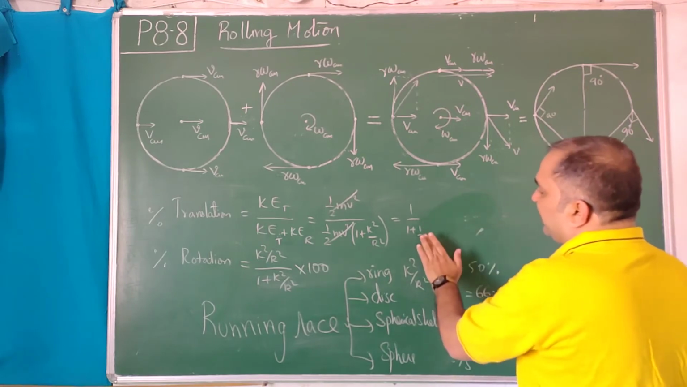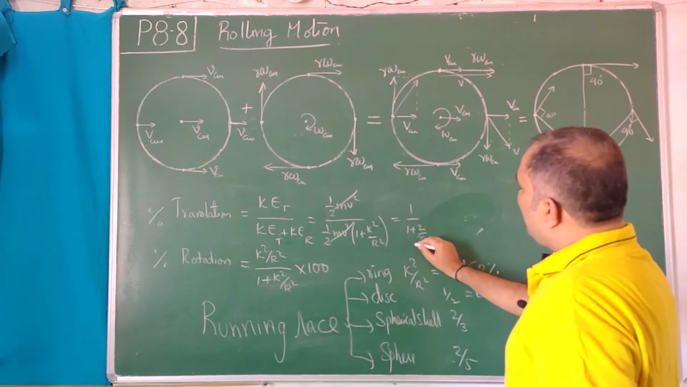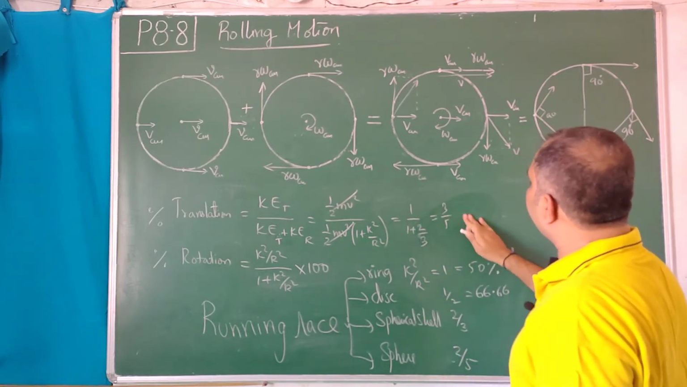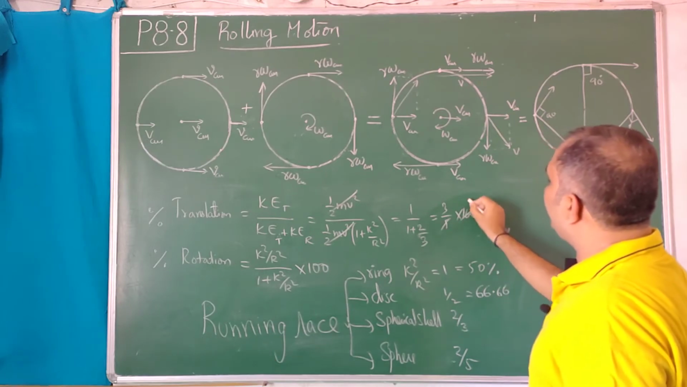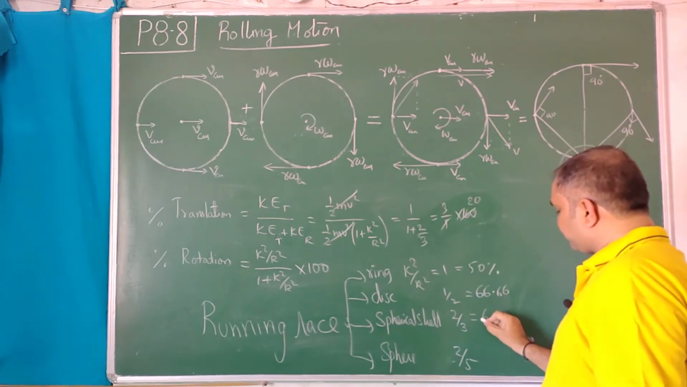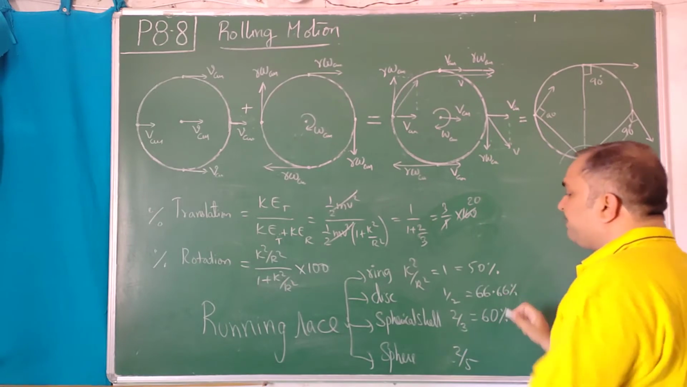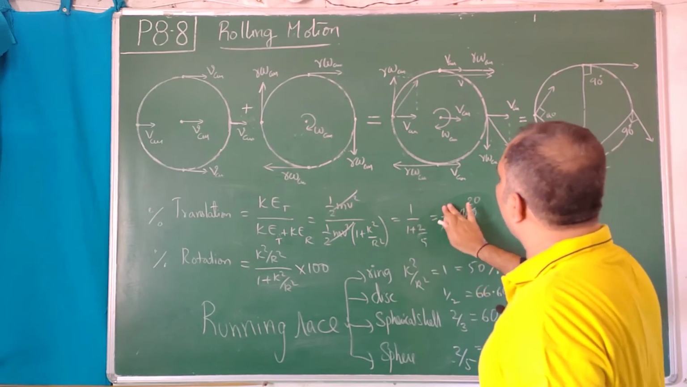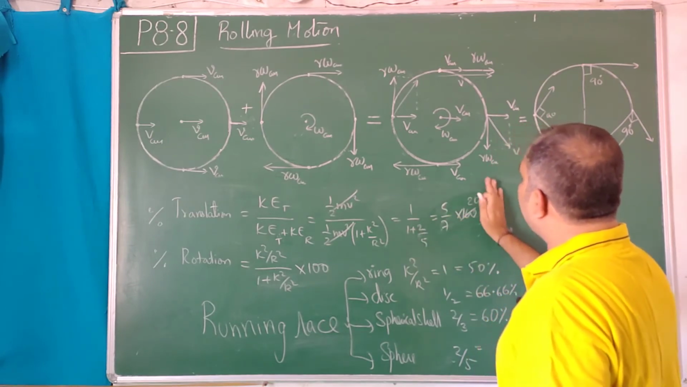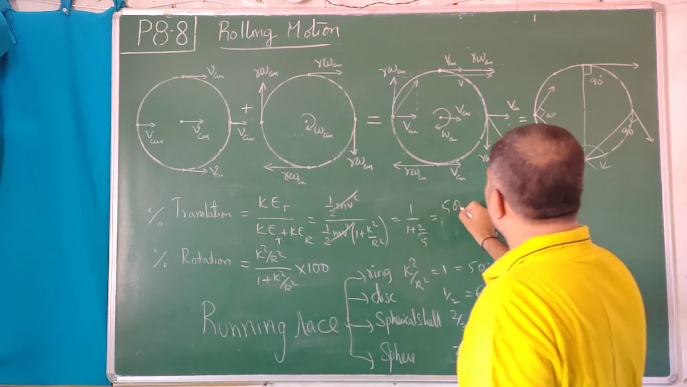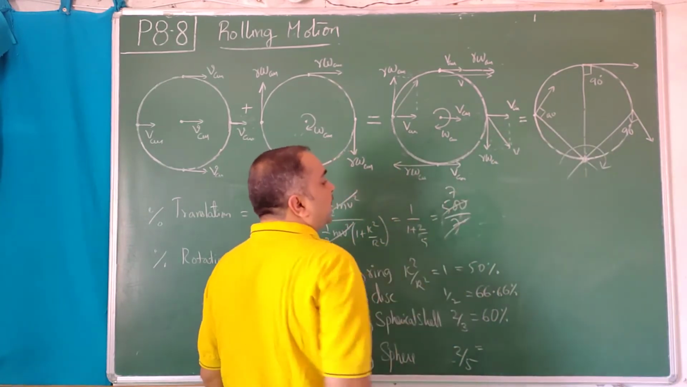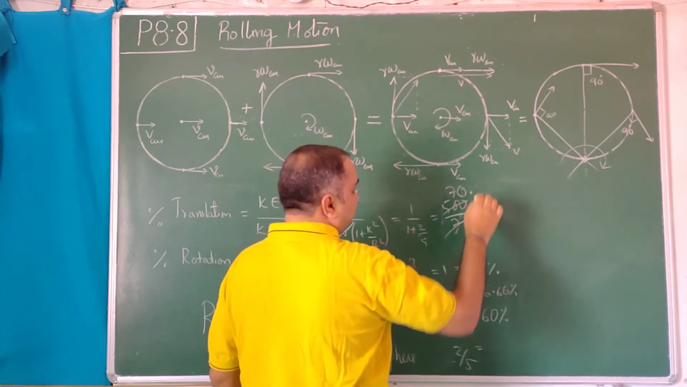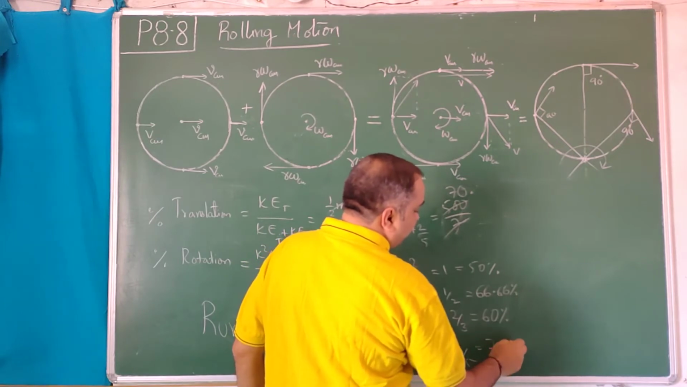Next, you substitute 2 by 5 here. 1 by 1 plus 2 by 5 is 5 by 7, into 100, 500 by 7 is the answer. 7 7s are 49, remainder 10. So it is 71 point something percent, approximately more than 70% will be there.